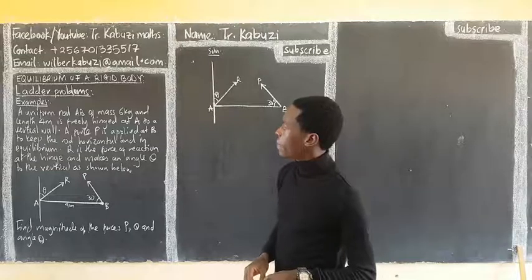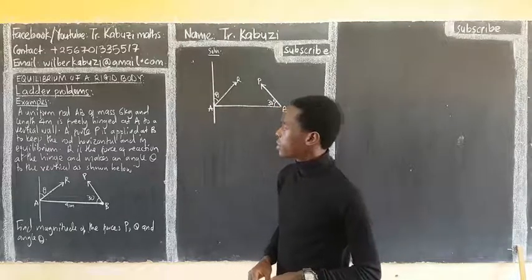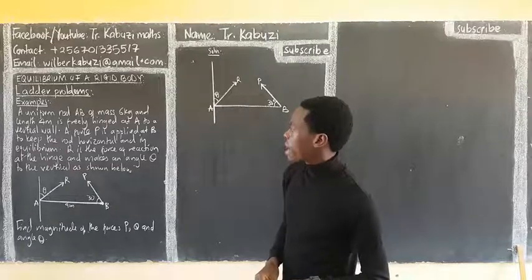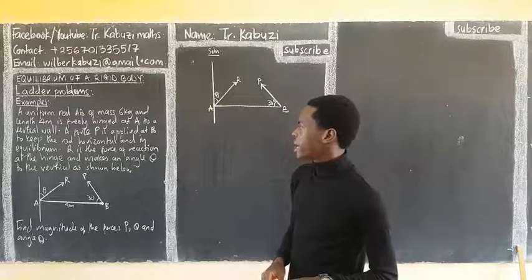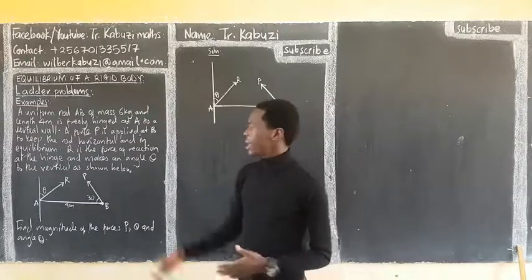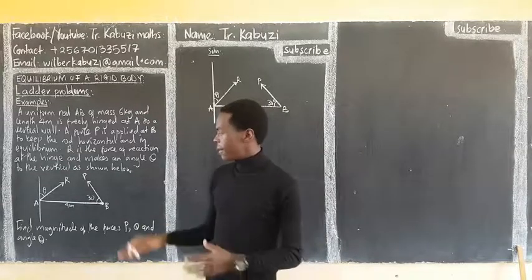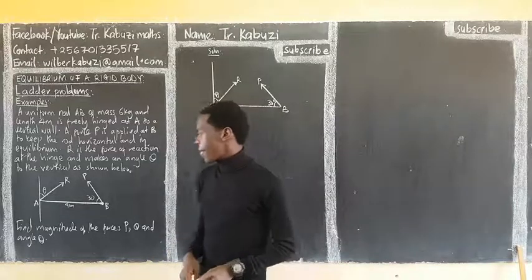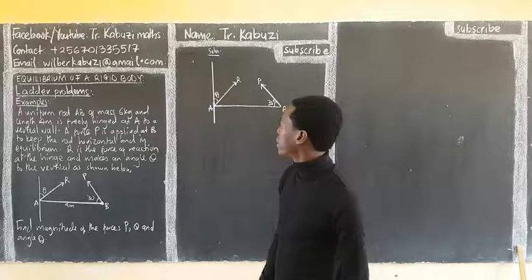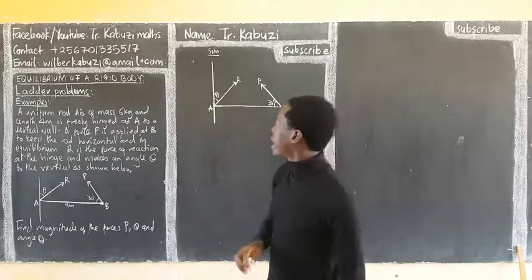A force P is applied at B to keep the rod horizontal and in equilibrium. R is the force of reaction at the hinge and makes an angle theta to the vertical as shown in the diagram below. So this is what they are giving you. In some questions, they are not going to sketch for you, but for starters, the sketch is there. Find the magnitude of the force P and angle theta.